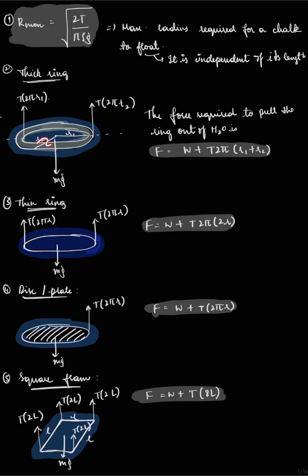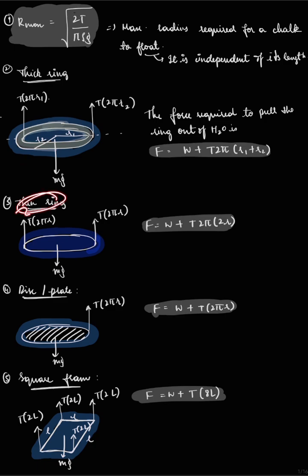Next, what is the force that is required to pull a thick ring which is on water? The force which is required to pull the ring out of water is, now these tension forces will be acting downwards when the force which is being applied to remove the thick ring upward. So these two tensions will act downward, whereas the force will act upward. So what will it be? It will be the summation of weight and T into 2 pi (r1 plus r2). Now a thick ring has different radii, like this is r1, this is r2, like that.